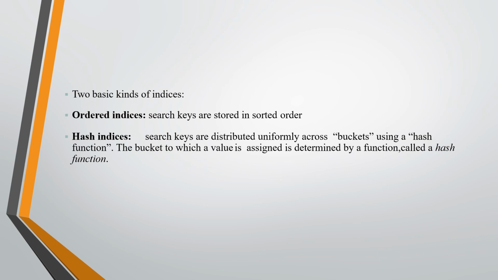The two basic kinds of indices are ordered indices and hash indices. In ordered indices, search keys are stored in sorted order. In hash indices, search keys are distributed uniformly across buckets using a hash function. The bucket to which a value is assigned is determined by a function called the hash function.